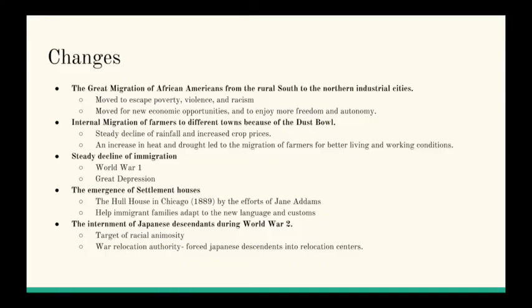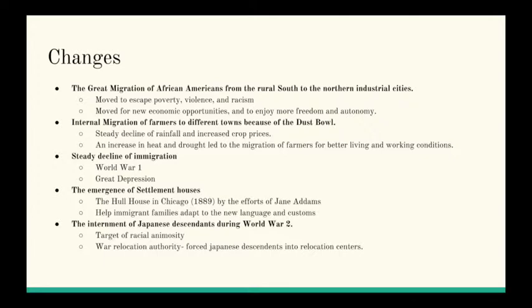One significant change was the Great Migration, which was the migration of thousands of African Americans from the rural South to the industrial North. Many African Americans migrated to the North to escape the racism, poverty, and violence of the South, and for the prospects of finding factory jobs and for more freedom and autonomy.